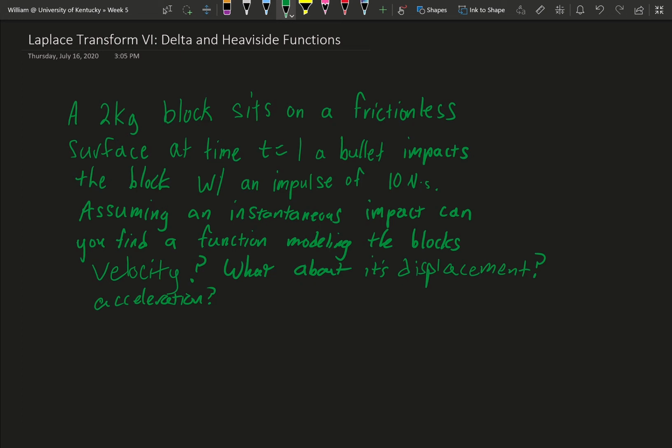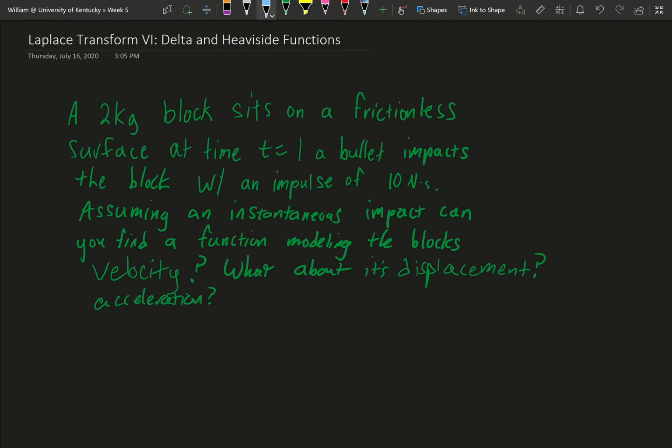Alright, so in this video we're going to introduce Dirac's delta function and the Heaviside function. Before I give the definitions, I want to try to motivate them, especially the Dirac delta function, because it's a little bizarre at first, and if you don't have at least a little bit of motivation, I think it can get a little confusing why we would even care about this in the first place.